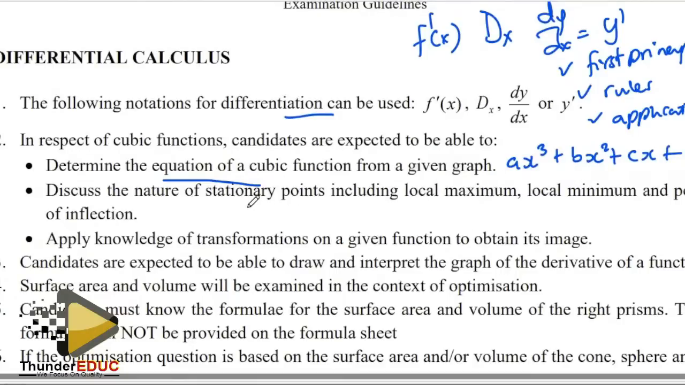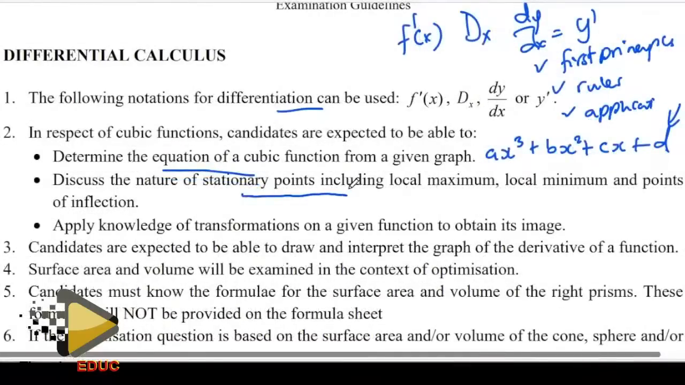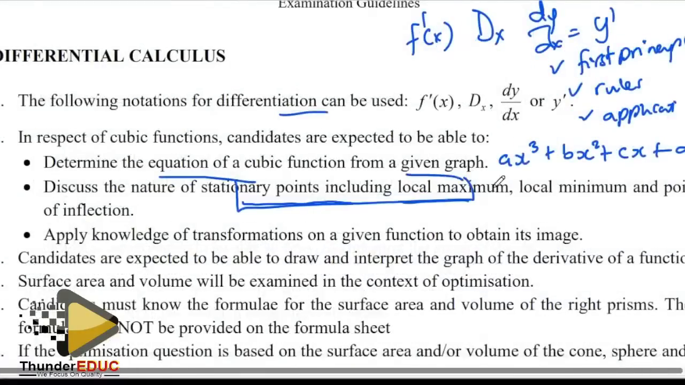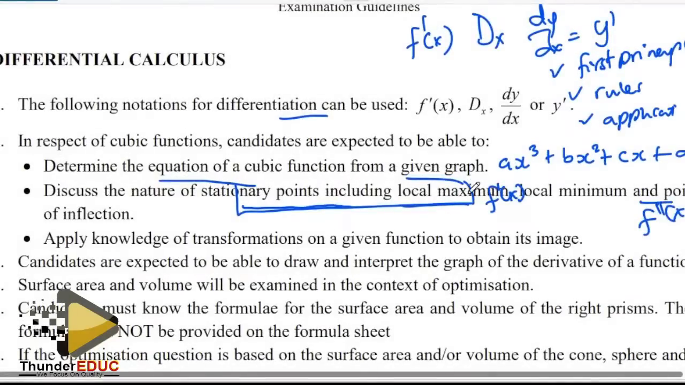Then you need to discuss the nature of the stationary points. So these stationary points are basically the turning points, either the local minimum and the local maximum, and then the points of inflection. So for you to get the stationary points, remember, you need the first derivative. For you to get the points of inflection, you must get the second derivative, or you must get the midpoint of these points of the stationary points.